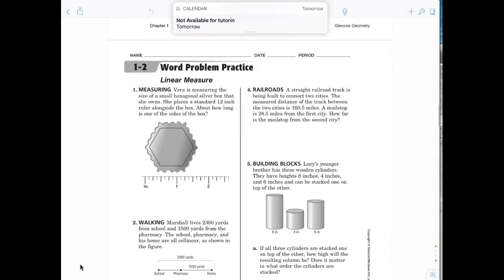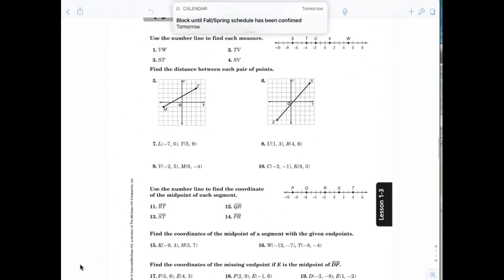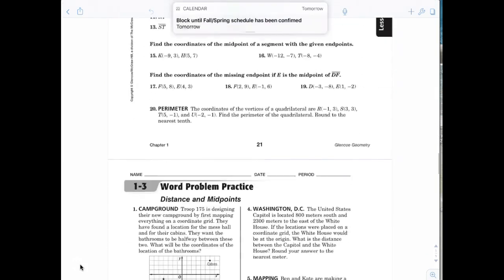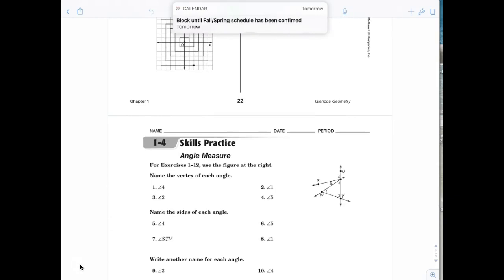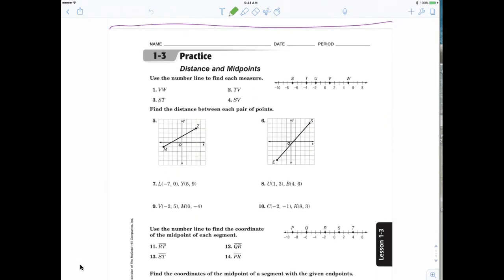All right, 1.3 now. Again, we're going to try to get through 1.3 and 1.4. So let's move rather quickly. Again, I think this is stuff you covered, so I think you should be fine. All right, use the number line to find each measure.